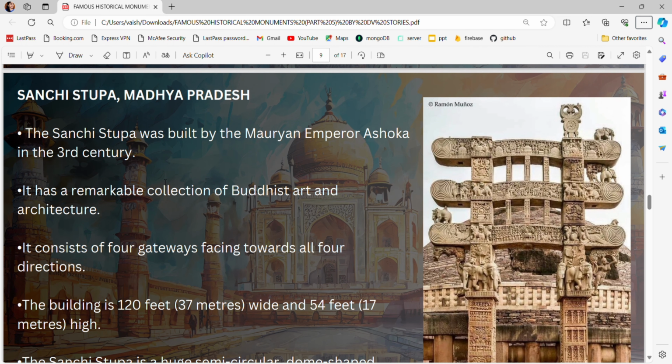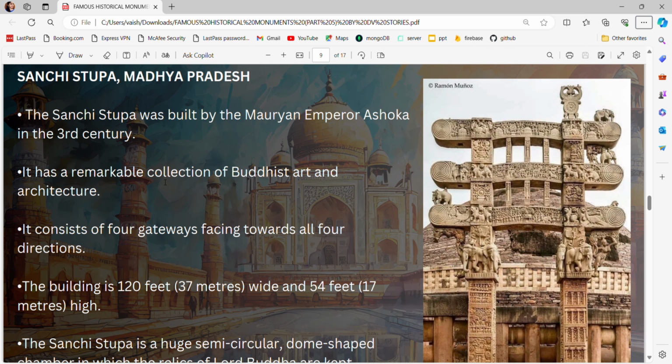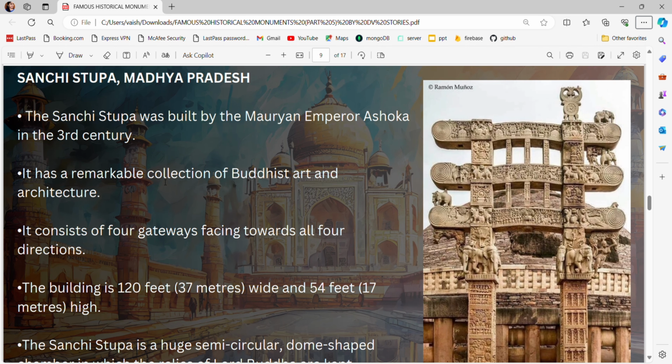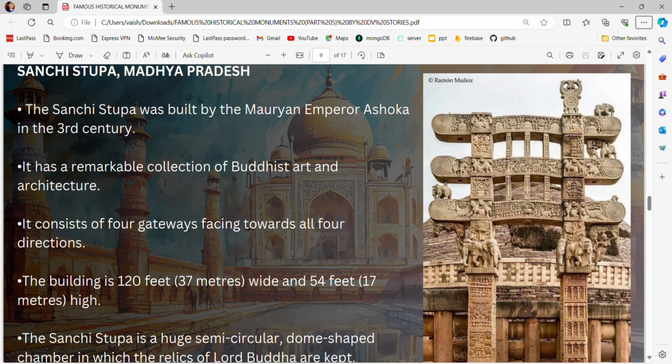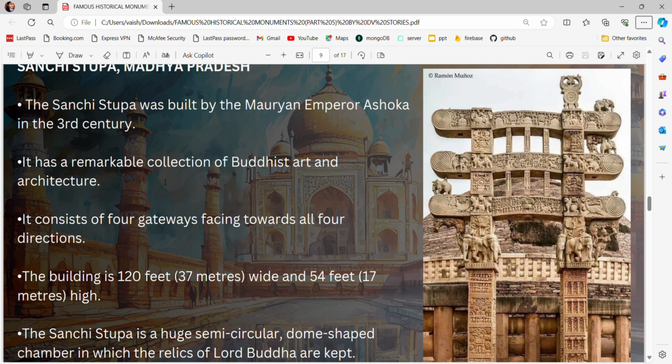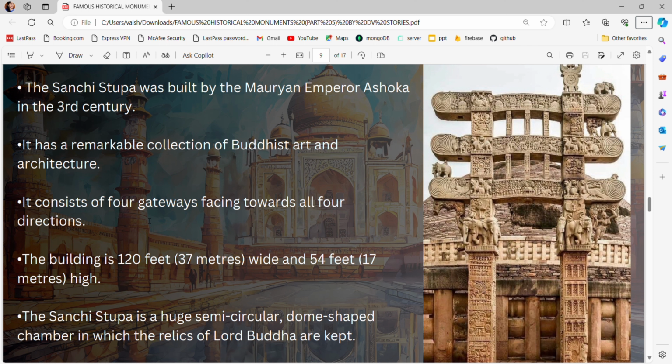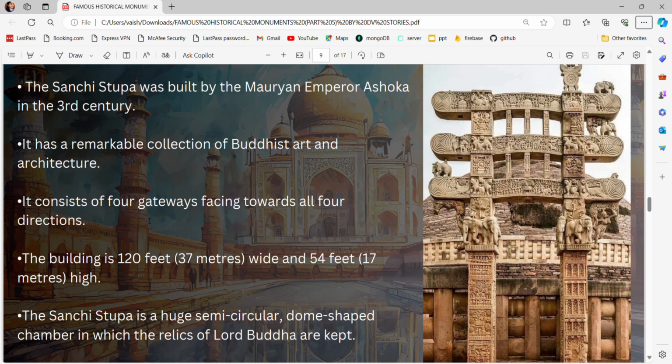And next, Sanchi Stupa, located in Madhya Pradesh. The Sanchi Stupa was built by the Mauryan Emperor Ashoka in the 3rd century BC. It has a remarkable collection of Buddhist art and architecture. It consists of 4 gateways facing all 4 directions. The building is 120 feet, about 37 meters, wide and 54 feet in height.